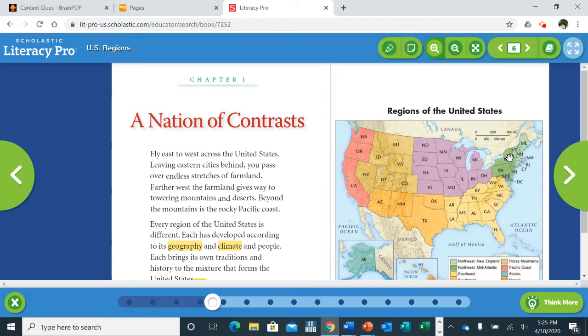So those states would include New York, Pennsylvania, New Jersey, Maryland, Delaware, and Washington, D.C. Okay, so there's 2 different parts of the Northeast. There's the New England part, which is where we live, and then there's the mid-Atlantic part. So all of these green states together make up the region that's known as the Northeast.